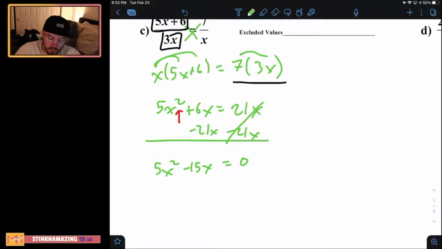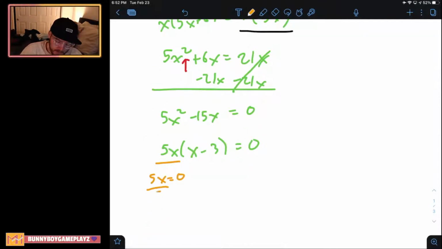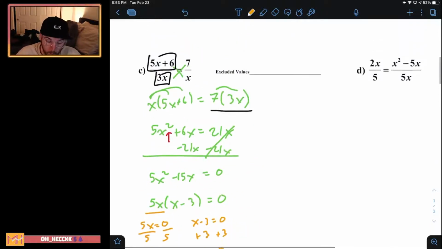There's only 2 terms. We're simply looking for a GCF. What do both of these terms share? A 5 and an x. And I'm left with x minus 3. So my 2 solutions are 0, when I set that factor equal to 0, and 3. 0 and 3.